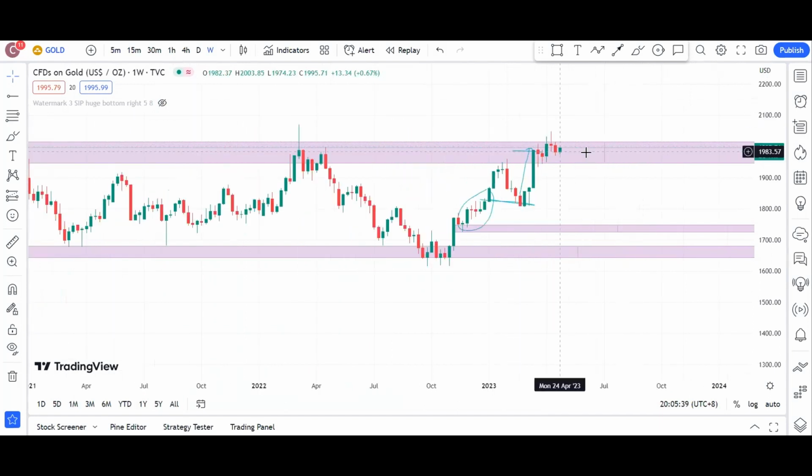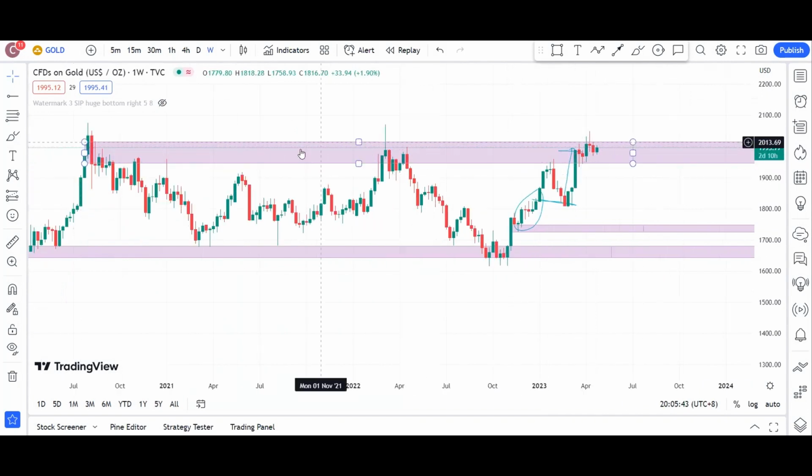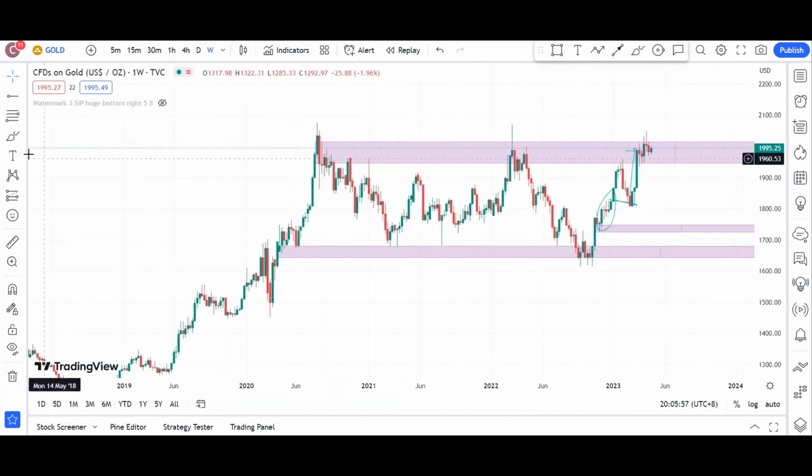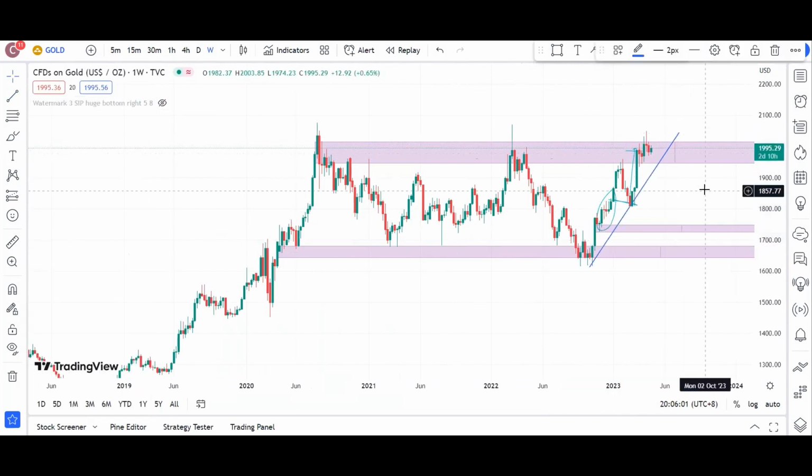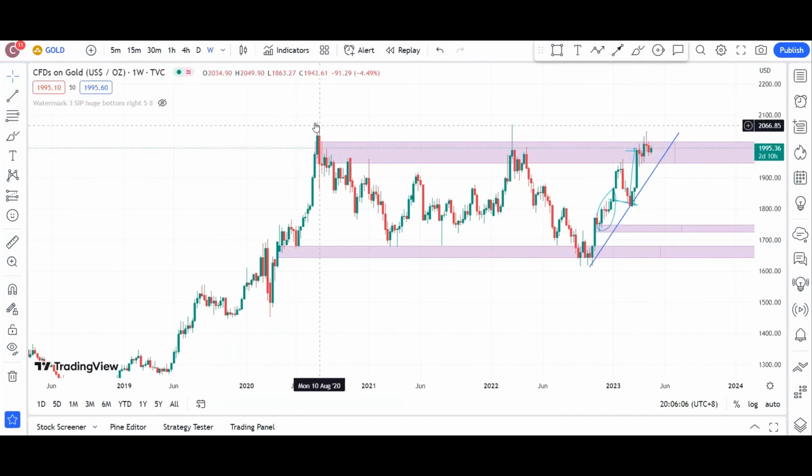Currently sitting at 1,995, the 2,000 level. Currently sitting at this very delicate level, trying to break away from 2015. We are looking at this recent uptrend move. However, price is still showing rejection. The highest it went was back in August 2020, reaching a high of 2,075.